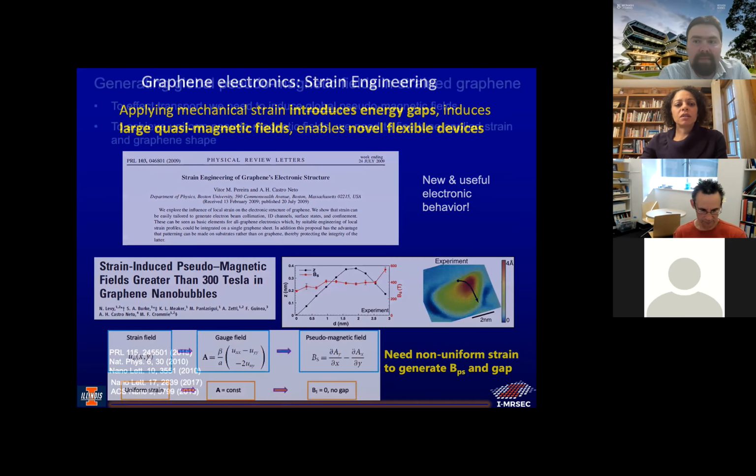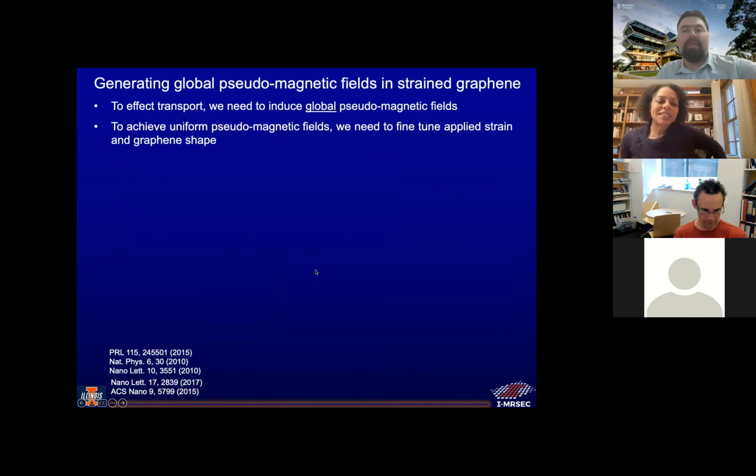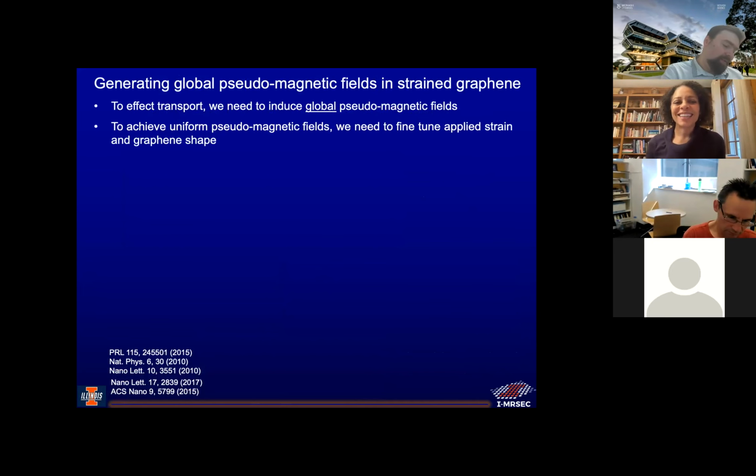Experimentally, this had been seen via STM, but our goal was to see it in a device because, if you want to make something practical, you want to see it in a device. And also interesting things can happen along edges and other areas on the device scale. So to see these sorts of pseudomagnetic field effects or any sort of strain effects like this on the device scale, we really had to induce some sort of global pseudomagnetic fields, not just local. And we also had to be able to fine tune the strain to the graphene to make sure that we had some type of non-uniform strain that extended across the device.